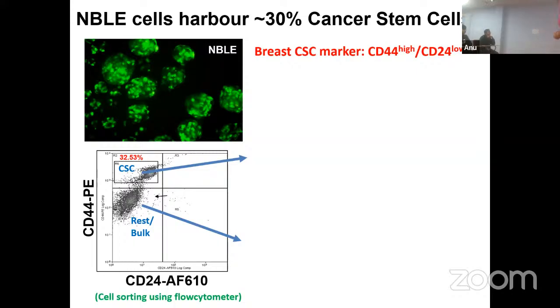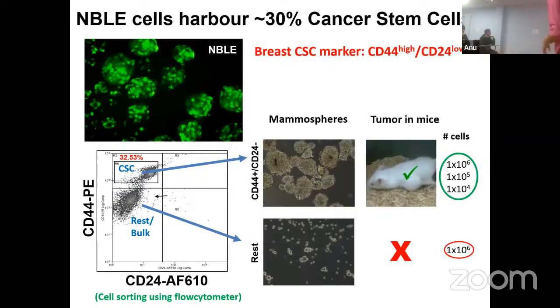Out of these, we knew that only the CD44 high, CD24 low cells, or the cells belonging to this quadrant, are known to be cancer stem cells. But how do I figure this out? We isolated cells from this quadrant, we isolated cells from this quadrant, and asked independently which of these quadrants have the ability to A, form these kind of spheres, and B, form a tumor in an animal. Only those cells that can do this are called cancer stem cells. And it turned out that only cells belonging to this top quadrant were able to form spheres. They were the only cells that were able to form tumors in mice. The other cells did not form these kind of spheres, did not form this.